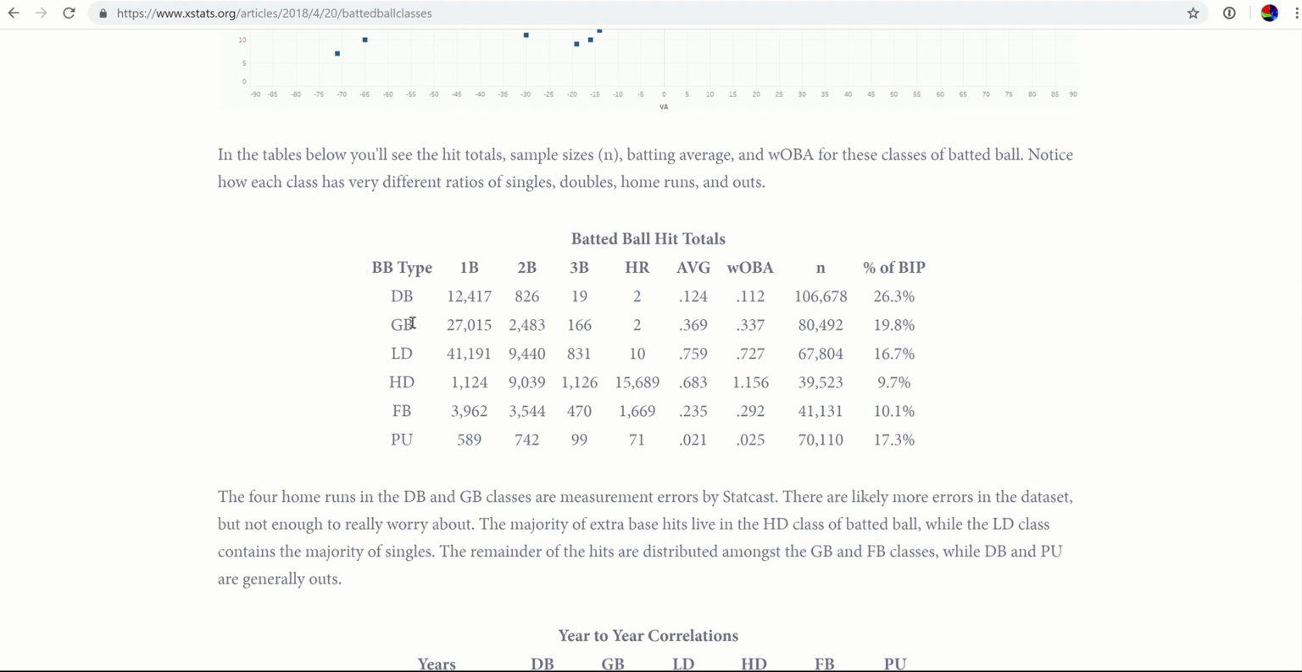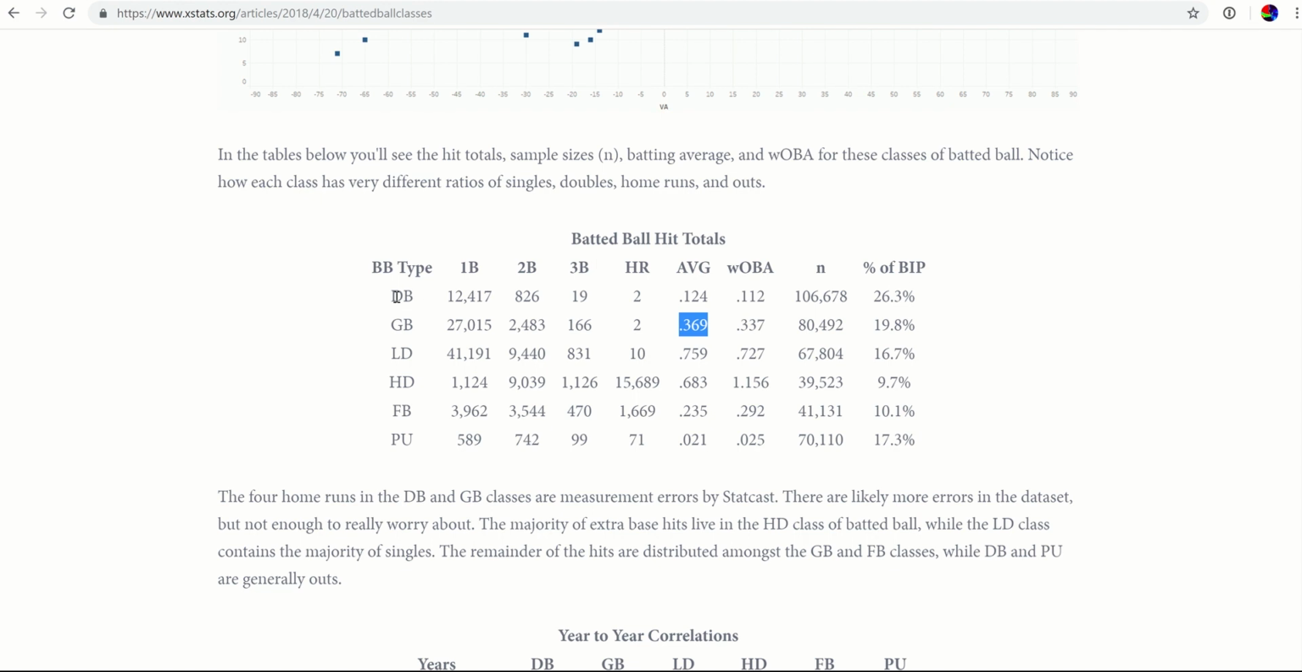Ground balls, now these are actually different than dribblers in the sense that these are harder hit ground balls, right, that oftentimes go for base hits. You'll see there's a .369 batting average here, some doubles, some triples, home runs. So generally speaking, these are pretty solidly hit balls. They're going to help your BABIP overall. And so it's not a terrible thing to see.